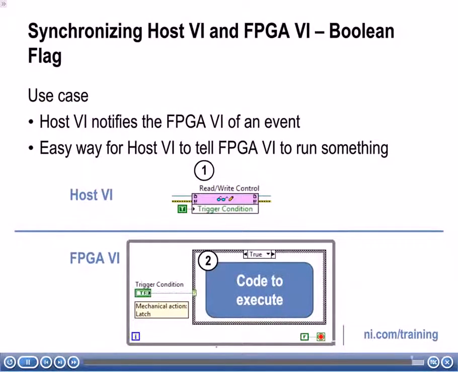Now you can notify the FPGA VI of an event from the host VI using a Boolean flag. Next, we will notify the host VI of one-time or infrequent events from the FPGA VI using interrupts.